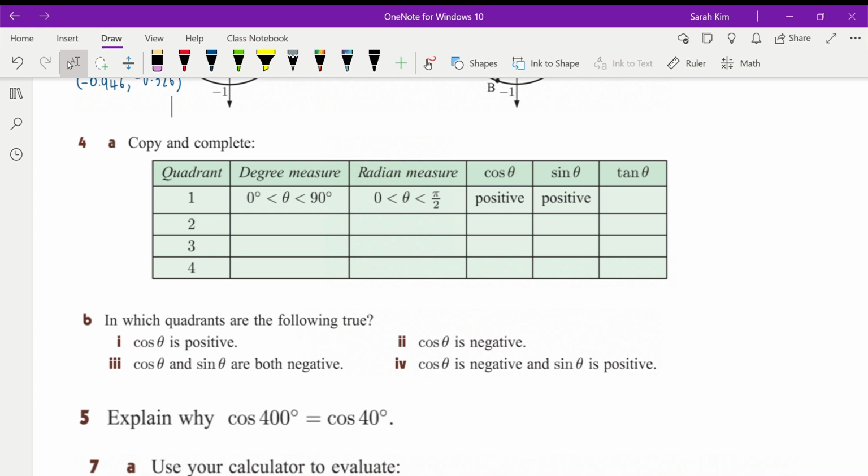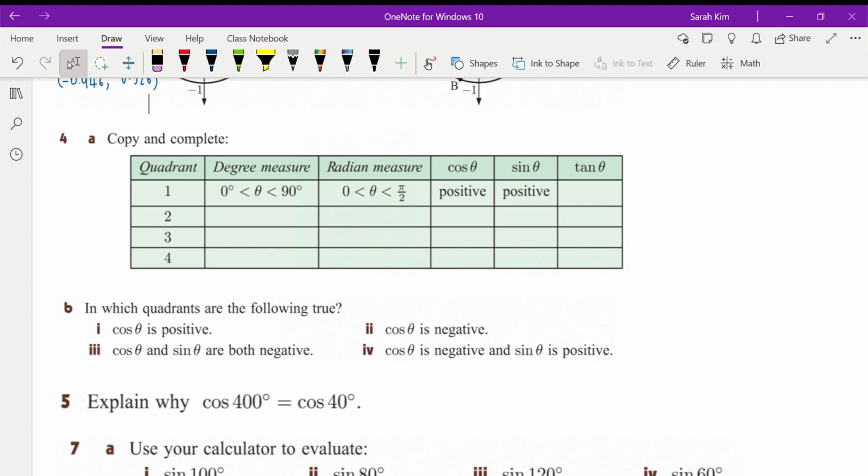Alright, so let's give question 4 a go now. It wants us to copy and complete this table. So we have quadrant 1, 2, 3, 4. Obviously that's going to refer to your unit circle, just labeling the quadrants 1, 2, 3, 4. And we just want to measure, first of all, start with degrees.